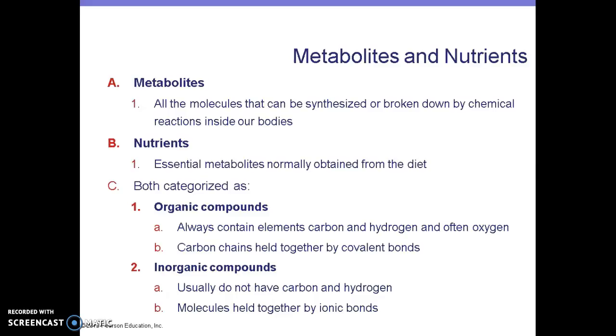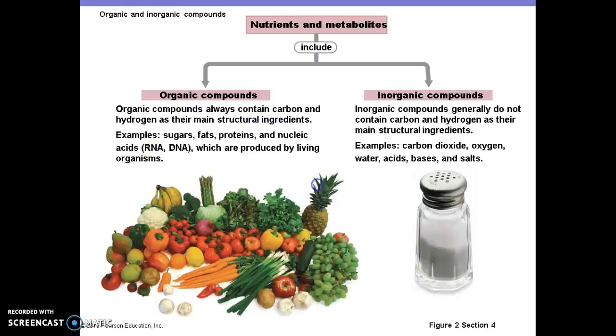Organic compounds are held together by covalent bonds. Inorganic compounds are held together by ionic bonds. So you can see that the organic compounds are all those things that we eat. They all contain carbon, hydrogen, and oxygen. There are 4 categories of organic compounds: carbohydrates, lipids, proteins, and nucleic acids.